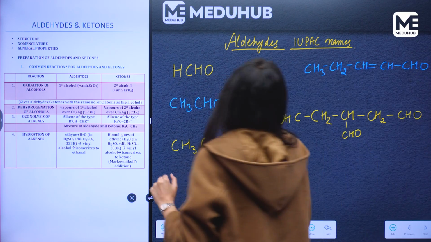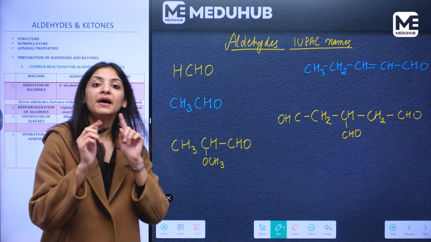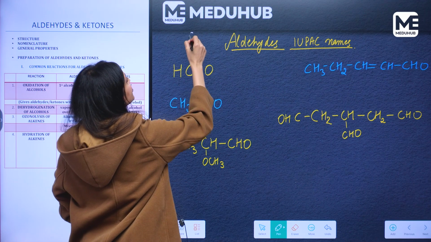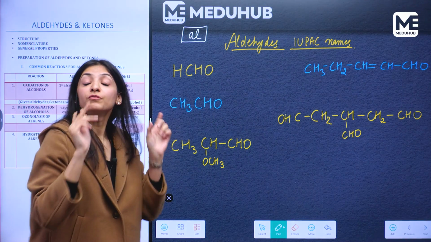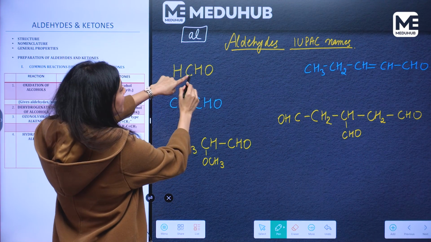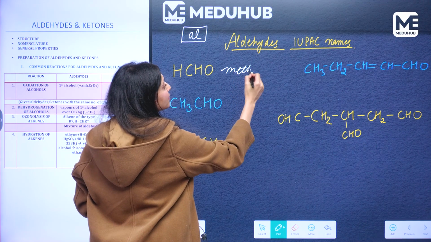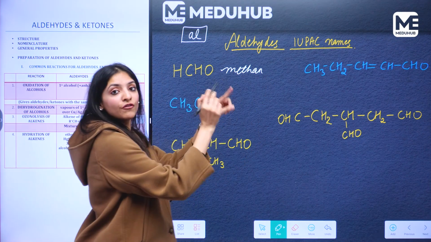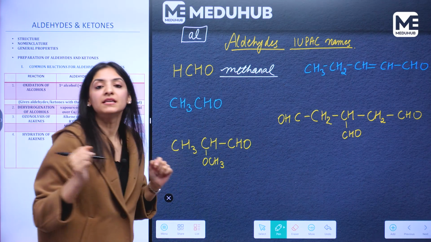Now let us see the IUPAC names. IUPAC names of aldehydes are written by adding the suffix al to the alkane from which they are derived. So here there is one carbon only, so this will be methane. Drop the e of methane and add al. This will be called methanal.